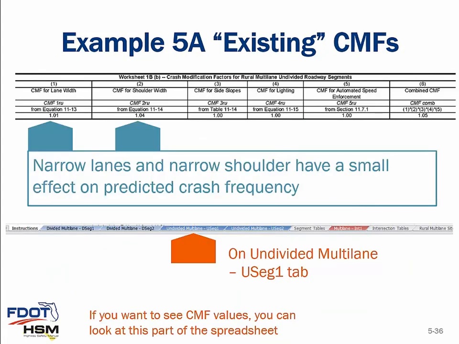The spreadsheet will go through and do the calculation for you for the different crash modification factors, and these are shown under the same tab toward the bottom of the spreadsheet, and you can see how the CMF values are. The narrow lanes and the narrow shoulder really don't have a great deal of effect on predicted crash frequency, having a 1.01 for lane width and a 1.04 for shoulder width. And that combined CMF at the far right comes up to be 1.05.